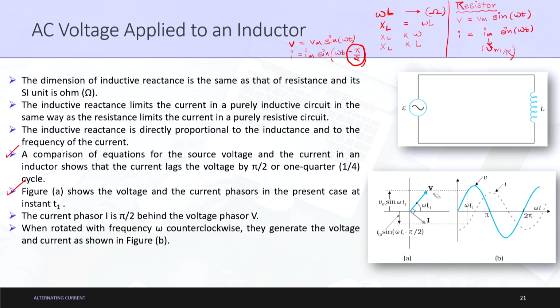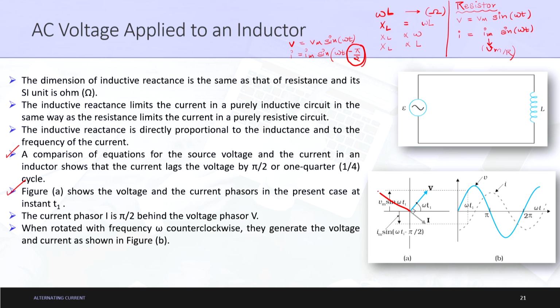Figure A shows the voltage and current phasors in the present case at some instant t1. What if I say you try to make the same diagram at some time t2, where t2 is greater than t1? What will you do? Basically, let us say this is the voltage at some time t2, then somewhere here will be the current I. That is how you can make the same diagram at time t equal to t2, where t2 is greater than t1.